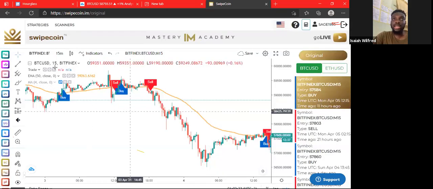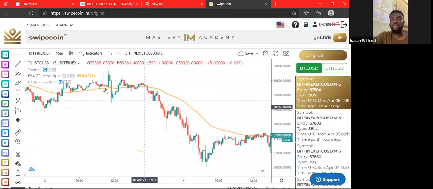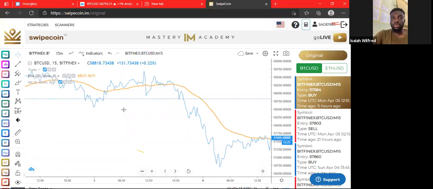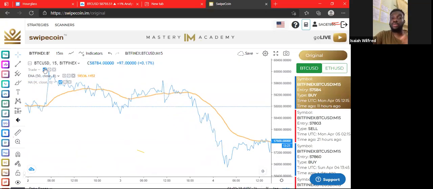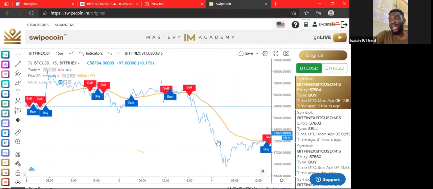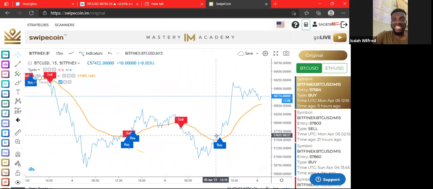So step 1, they said we should change from candlestick chart to line chart. So this is where I'm going to change from candlesticks to line charts. So now what am I actually doing? If Swipecoin scalper calls out, let's say it called out a buy recently, what am I supposed to do? I'm supposed to locate the nearest resistance point.